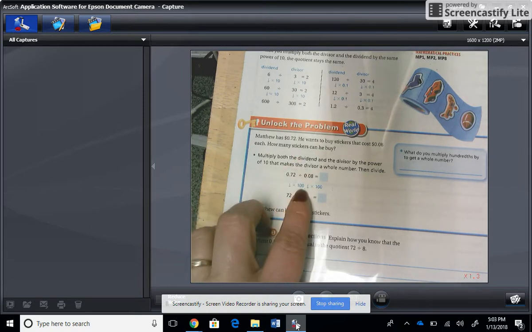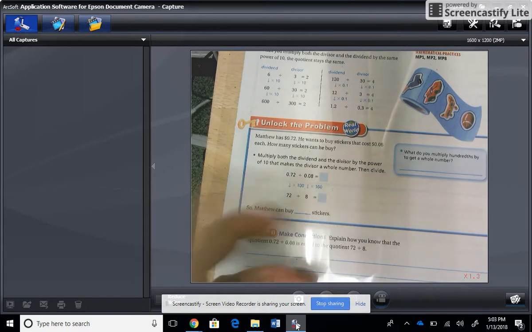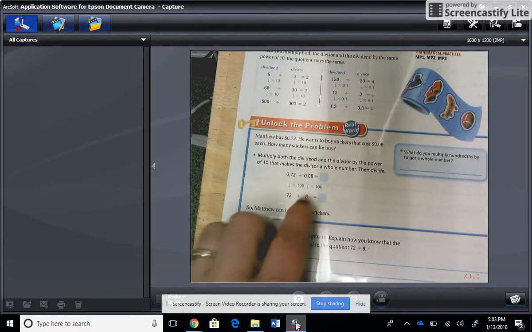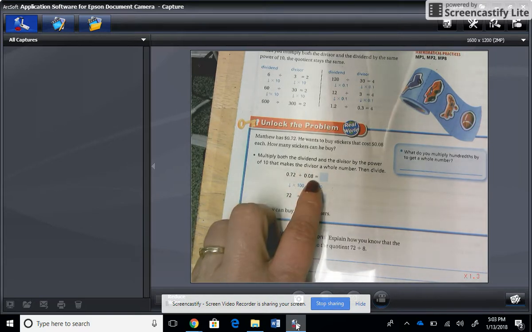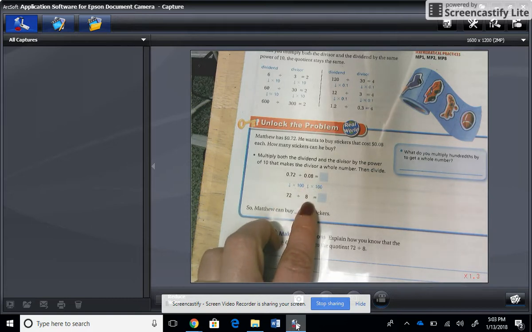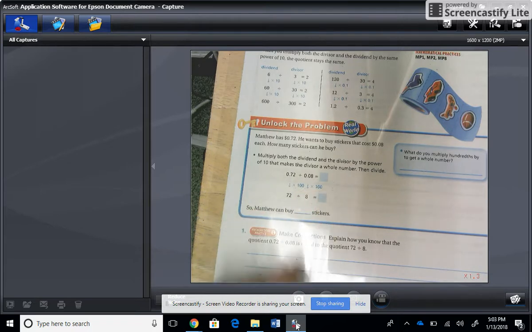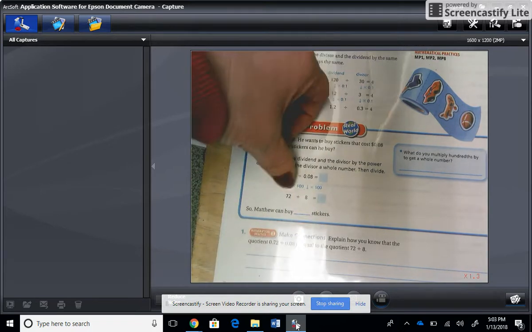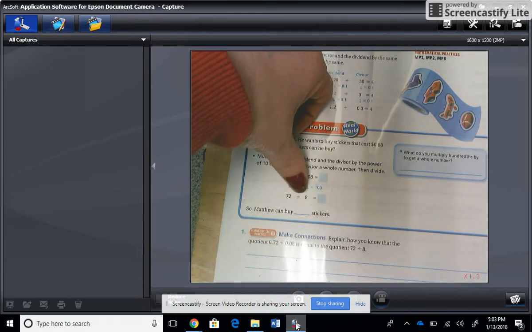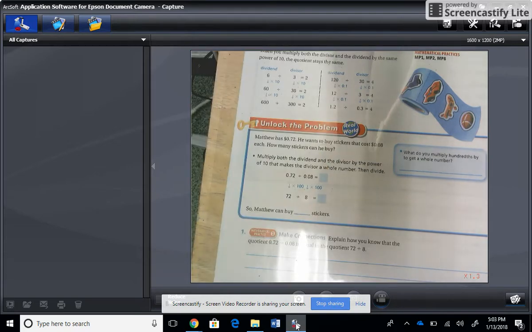If we take this times 100, as long as we do what we do to one part, we have to do to the other part. If we take that times 100, because it's in the 100 spot, it's an 8. So they were both in the 100 spot, so we multiply them both by 100. And now we just think of it as a whole number. 72 divided by 8 equals 9.